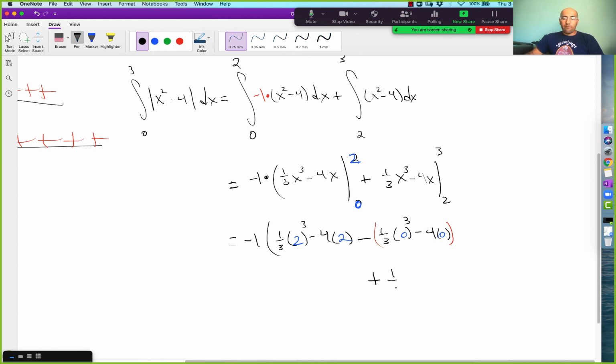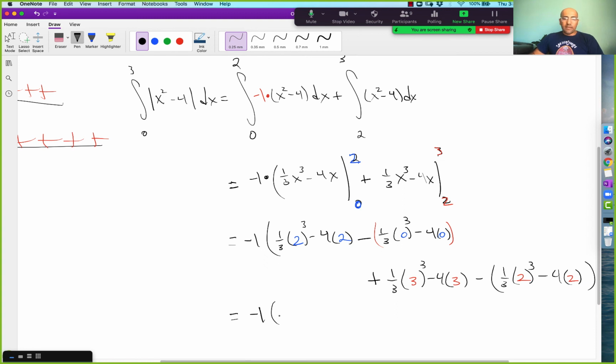I'll just put it right underneath it. Plus, and then I have 1/3 something cubed minus 4 times something minus, and then it's going to be 1/3 something cubed minus 4 times something. And in this case, it'll be the 3 and the 2 that get plugged in. So 3 goes into there, 2 goes into there. Good. Okay, so then being careful here, I have this -1 that applies to this whole thing.